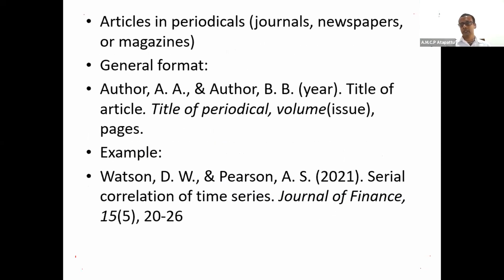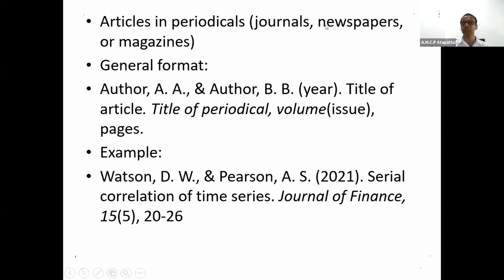Right, when you write in the reference list, articles, it may be journals, newspapers, or magazines. So the general format you have to follow is the author, comma, initials. Suppose there is one author, then take the year. If there are more authors, take a comma, separate, and add the other author. Then take the year of publication of that article.